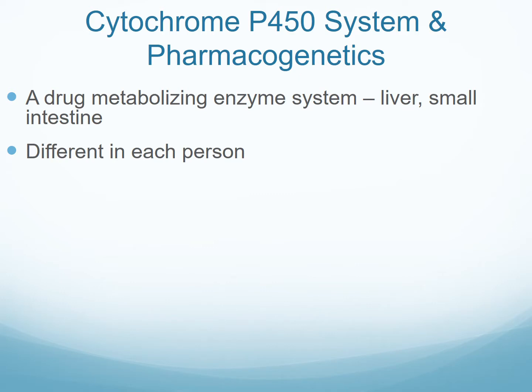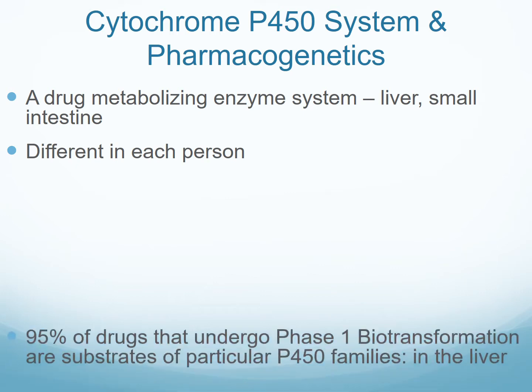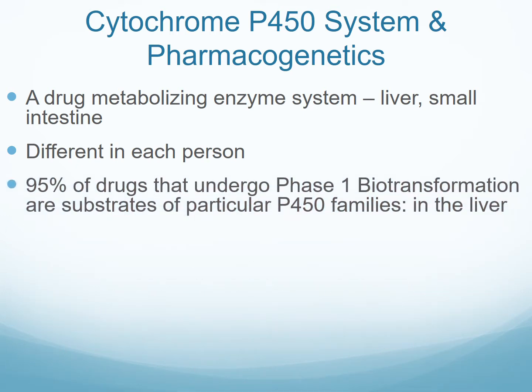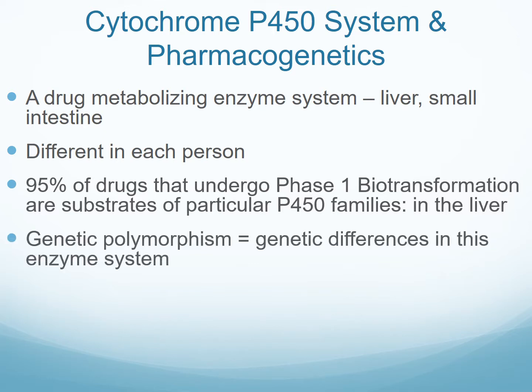Now, the CYP450 system and pharmacogenetics. As you know, cytochrome P450 is a metabolizing system. It's an enzyme system dedicated to metabolizing drugs. It's in the liver, it's in the small intestine, it's in other places, but it's unique in each person. So about 90% of drugs that have to undergo phase 1 biotransformation are substrates of particular P450 enzymes.